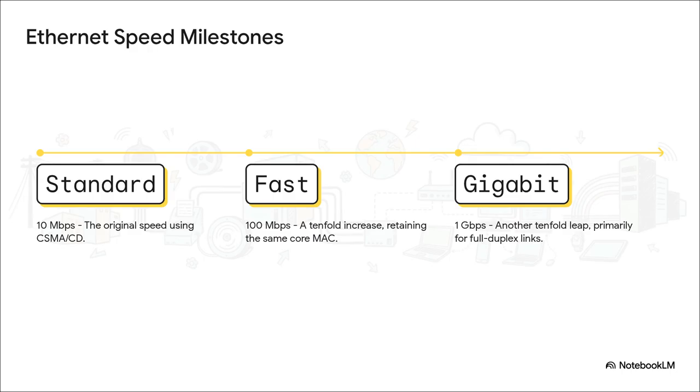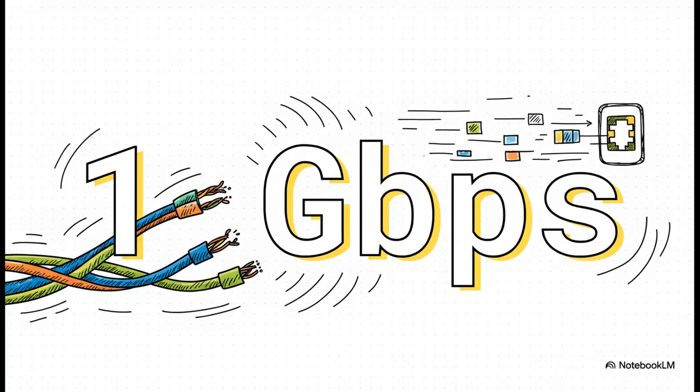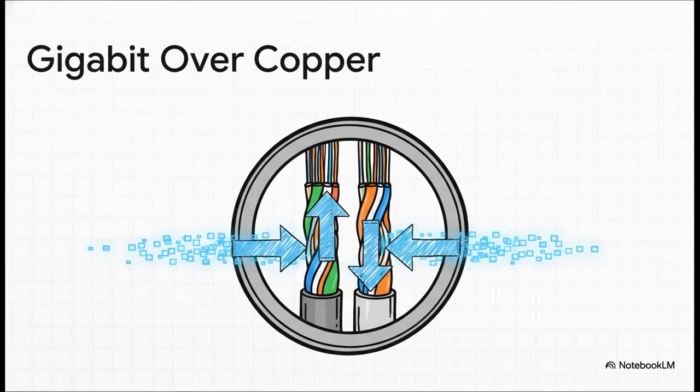Gigabit Ethernet arrived on the scene. 1 gigabit per second. That's a billion bits of data flying through a wire every single second. It was a monumental achievement. But the real question was, how could you possibly deliver that kind of incredible speed using the standard copper cables that were already inside the walls of every office building? The solution was nothing short of an engineering marvel.